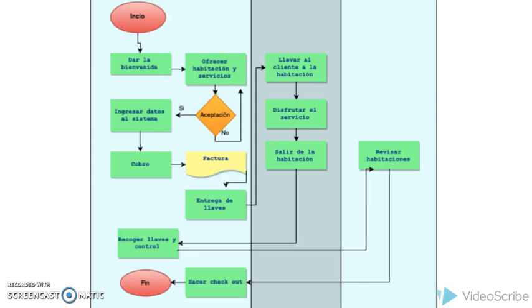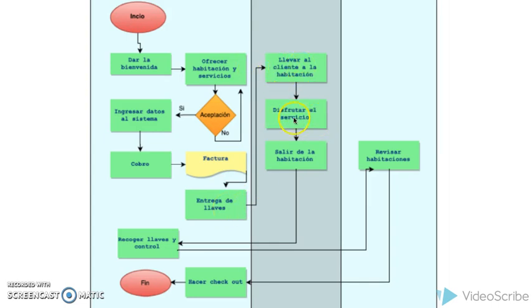In here, we can see that first we give the welcome to our guest. Then we offer the rooms and services, depending on if the guest accepts. Then we proceed to put the data into the system. Then we start the billing. At the end of the billing, the invoice is started. After that, we give the keys to the customer. We take the client to the room and he enjoys the services.